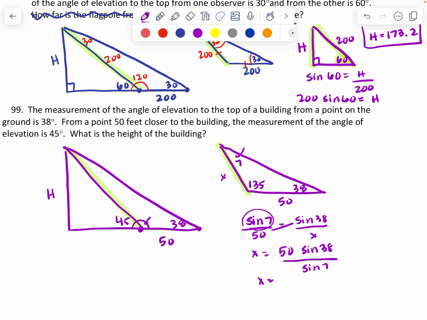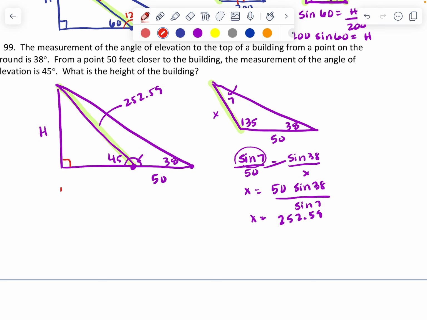So let's see what that is. 50 sine 38 divided by, oops, I forgot a parenthesis, divided by the sine of 7. And I got 252.59. So this side is 252.59. And then I'm going to go ahead and pull out that right triangle here. So here's my right triangle. This is 252.59. This is 45. And this is my height.